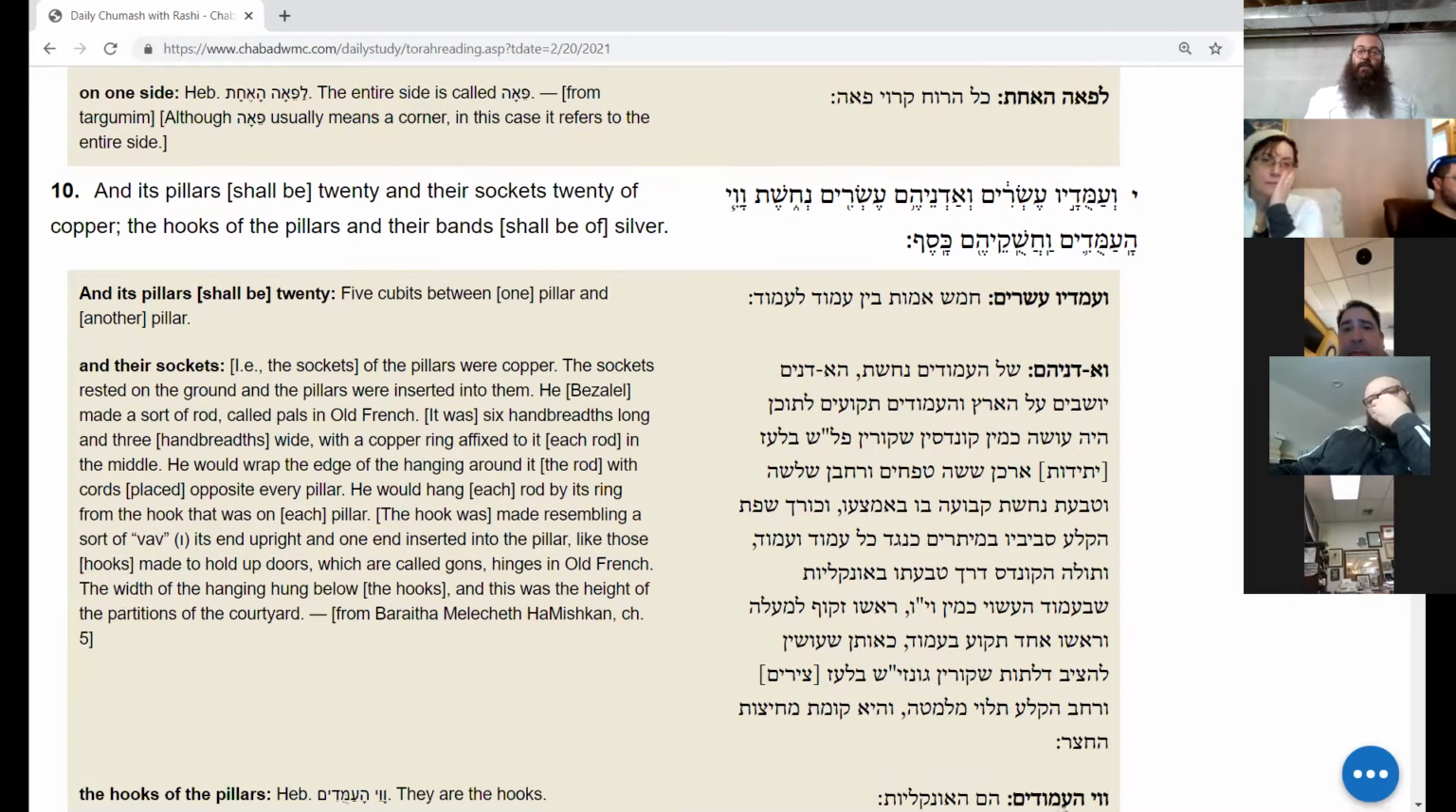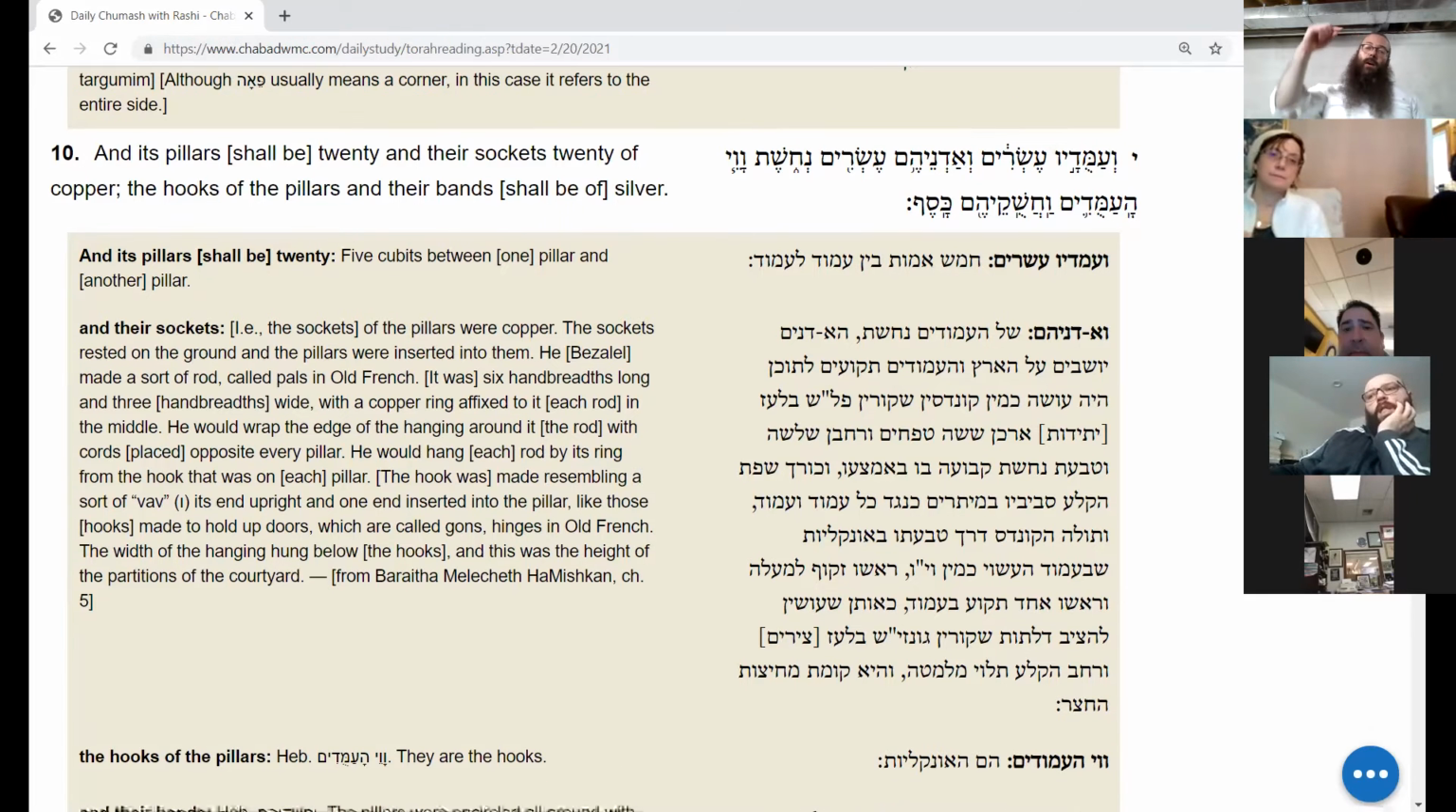And each one had its own socket. Not like in the Mishkan, where they sat on 2 sockets. These were pillars with a one-leg socket which they sat on. And what were the sockets made out of? Not the same thing as in the tabernacle, but copper. So the sockets of this outer wall are all going to be copper.